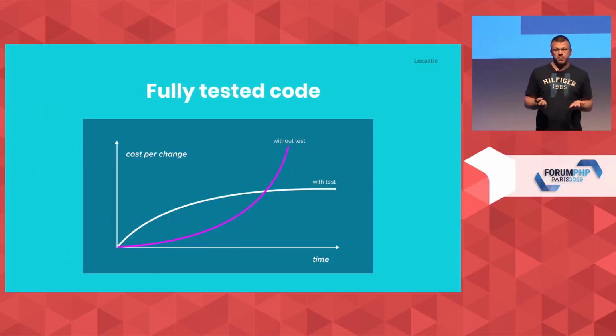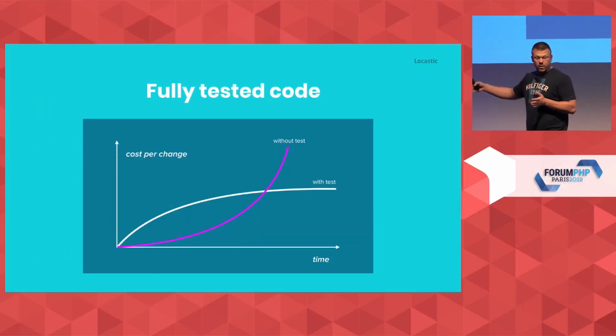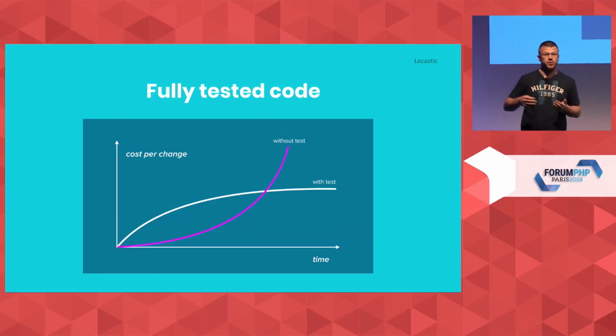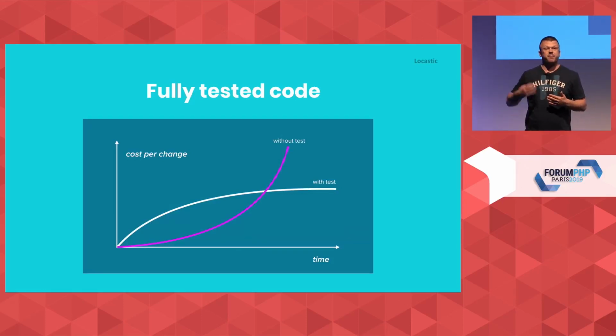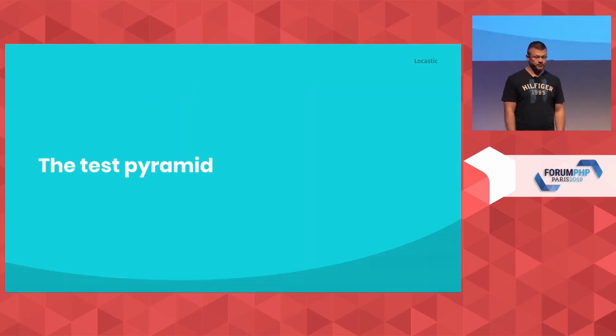So this is a very simple graph. Over a long period, if you have tests, you will start producing faster and save a bunch of money on testing, writing new features, having quality software, whatever.